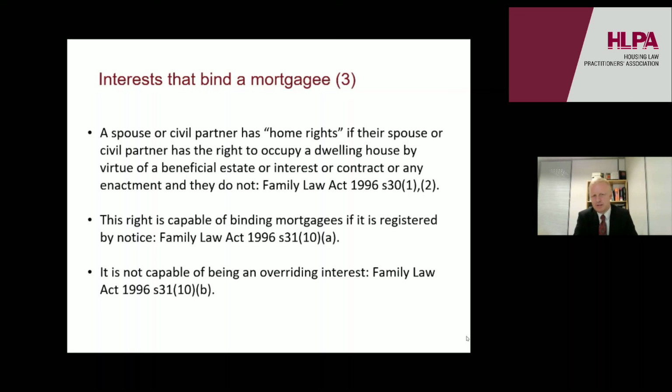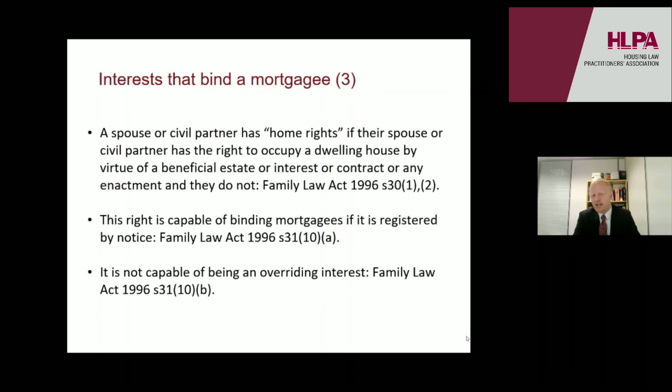But you have one person who's the legal owner, and then the spouse or civil partner isn't the joint legal owner, and they don't have their own interest. They will have home rights, and those rights are capable of binding mortgagees if they are registered by notice. But they cannot be overriding interests. What this means is that whilst every spouse or civil partner will have home rights if they don't have any other proprietary right to stay in the home, unless they've been protected by notice, the mortgagee can take free of them.